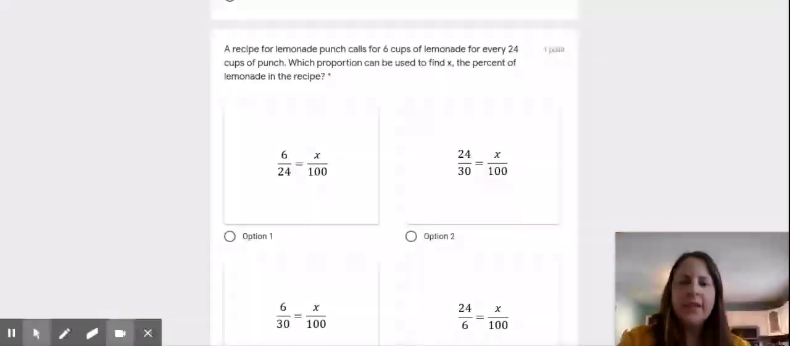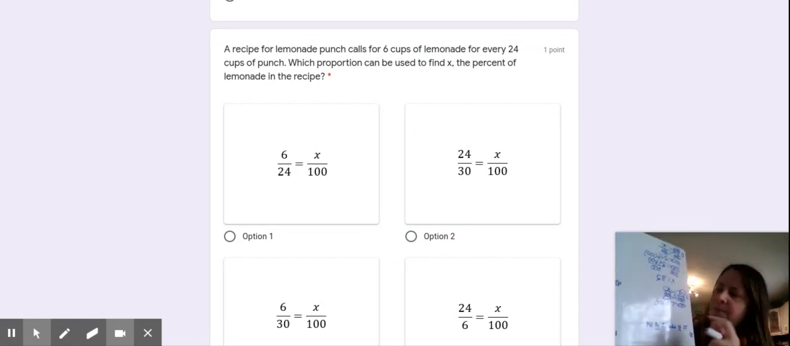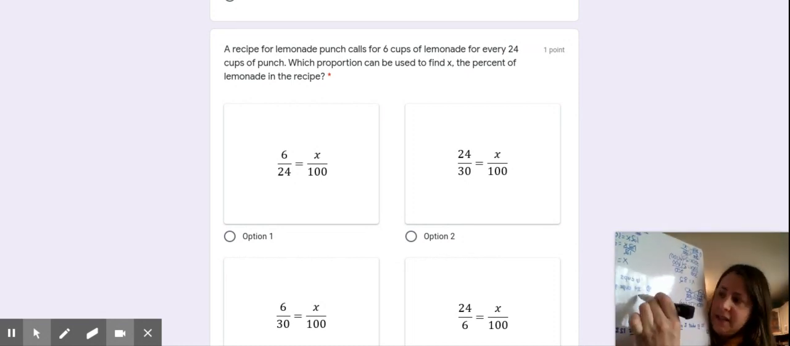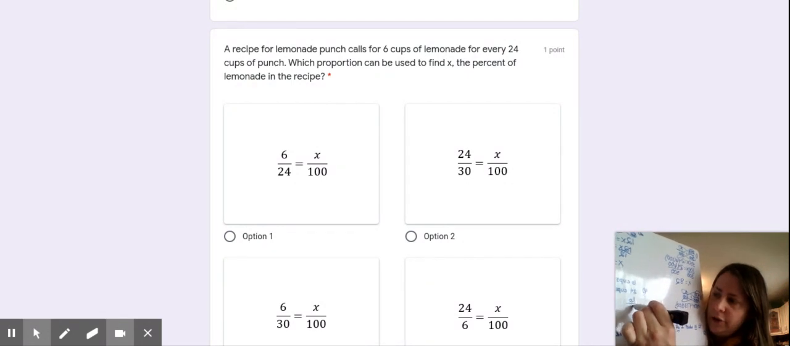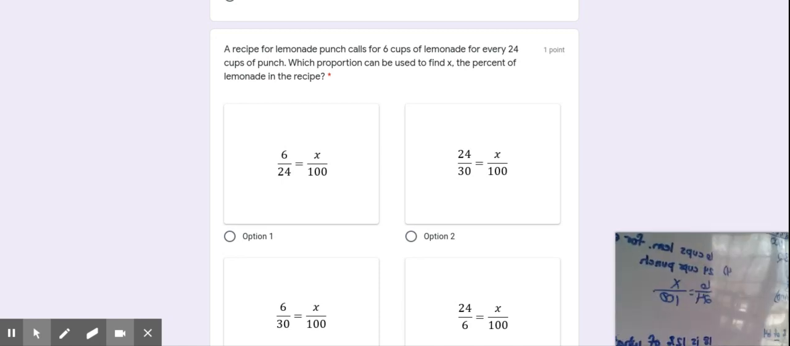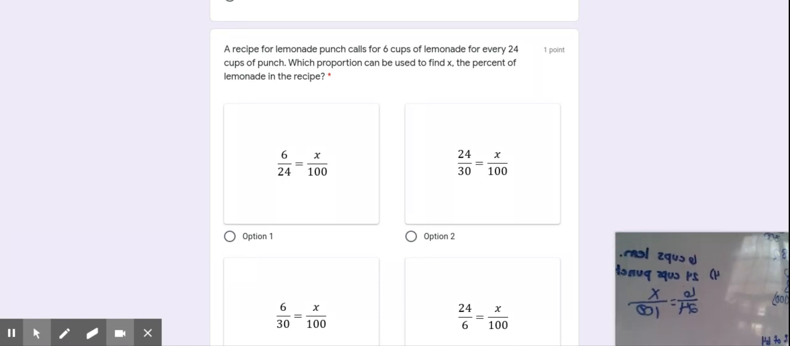Next one, a recipe for lemonade punch calls for 6 cups of lemonade for every 24 cups of punch. What proportion can be used to find x? 6 over 24. I want to know the proportion. That one's pretty straightforward. 6 over 24 equals x over 100.